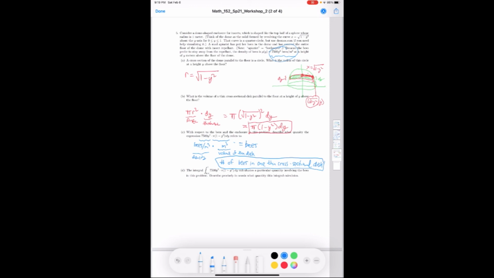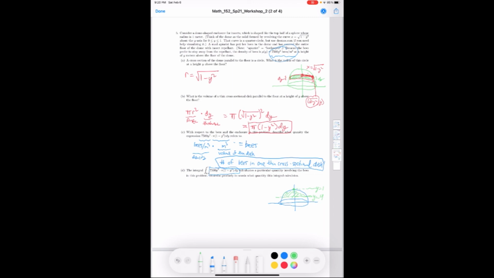Okay, now finally in part D, what does this integral give? As we can see, we have this expression from part C, the number of bees in one thin cross-sectional disk. What an integral does is add up these thin cross-sectional disks. Which ones does it add up? It adds them up from a height of y equals 0.4 up to a height of 1, the top of the dome. If this is the dome, we'll draw a circular floor there. That's y equals 0.4, and the top of the dome is y equals 1. So this is the number of bees in that part of the top of the dome.